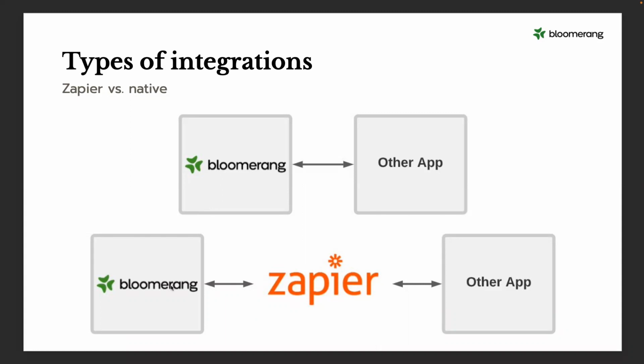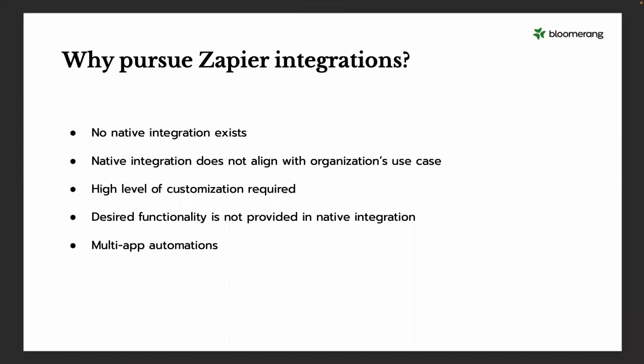Now, during the last webinar, we were asked the question of when an organization should pursue a Zapier integration instead of a native integration. And we thought that this is worth covering again. So organizations typically pursue custom Zapier integrations when either no native integration exists, the native integration doesn't align with your organization's use case, or you have a high level of customization you need.